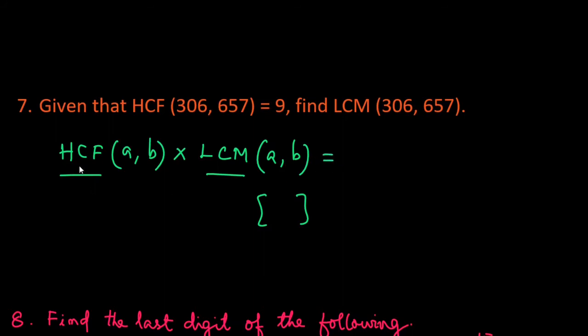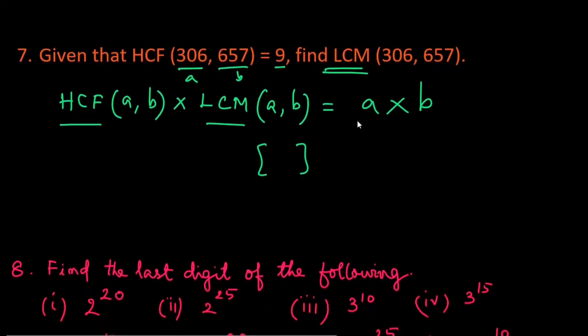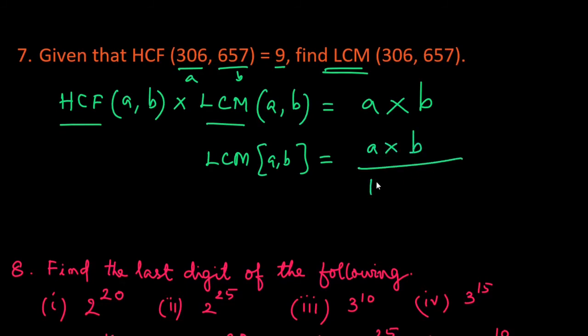So HCF of A, B into LCM of A, B is equal to A into B. We are given the numbers A, B and HCF. We have to find LCM. So LCM of A, B is equal to A into B by HCF of A, B. So using this formula, just by transferring HCF to the other side, we can find LCM.